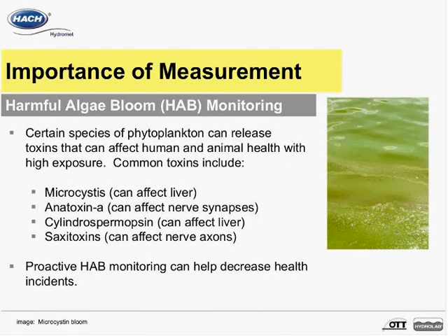Certain species of phytoplankton, mainly cyanobacteria, can release toxins that can affect human and animal health. Some common cyanobacteria toxins include microcystin, which can affect the liver, anatoxin-a, which can affect nerve synapses, cylindrospermopsin, which can affect the liver as well, and saxitoxins, which can affect nerve axons. Continuous proactive monitoring of harmful algae blooms as part of a broad management plan can help water resource managers to decrease prevalence of cyanotoxin-related health incidents.